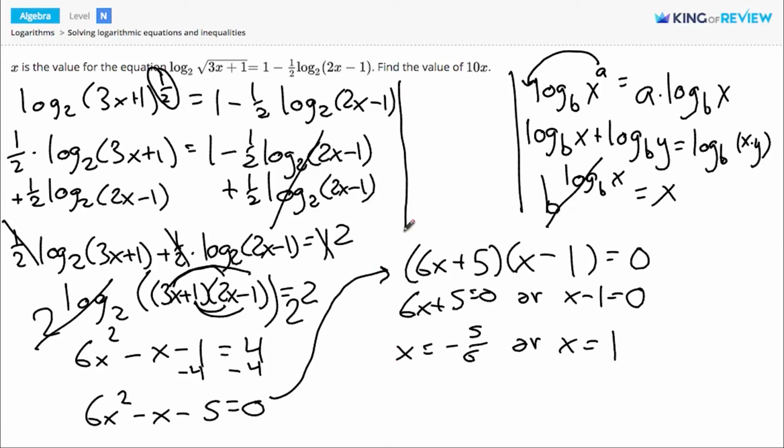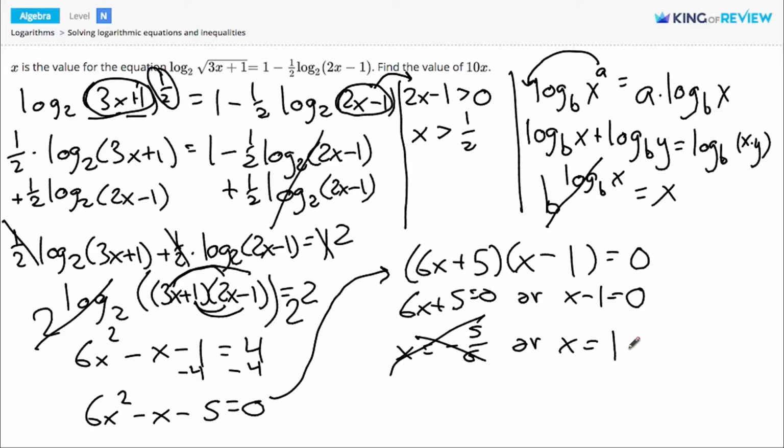Logs can't take any number less than 0. So for example, if we take 2x minus 1, the value inside our second log, 2x minus 1 has to be greater than 0. If I solve this equation, I get that x has to be greater than 1/2. So now I know that negative 5/6 will not work because that's not greater than 1/2. Now let's check the other log. If x is bigger than 1/2, I multiply it by 3 and add 1, it will definitely be greater than 0. So if x is greater than 1/2, both numbers inside my two logs will be greater than 0. So x equals 1 is my actual answer for x.